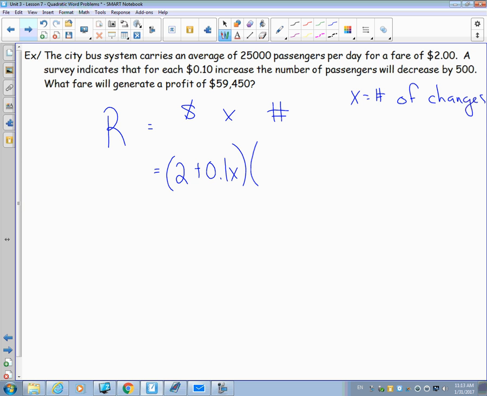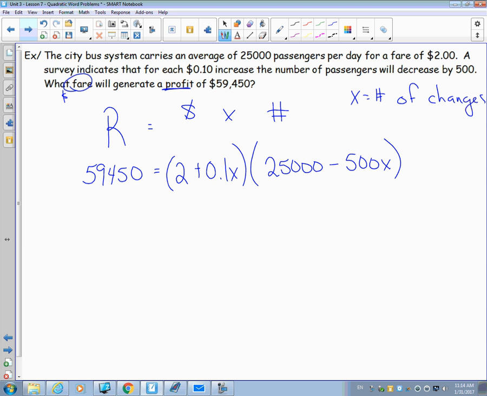Our initial value, we have 25,000 passengers, but every time I change the price, I'm going to lose 500. And my x is the number of times I change that price. This time I'm asked to figure out the fare, the price, that would generate a revenue of 59,450. So that's going to go in for our revenue over here, how much money I need to earn. Here's my equation. I want to solve it.